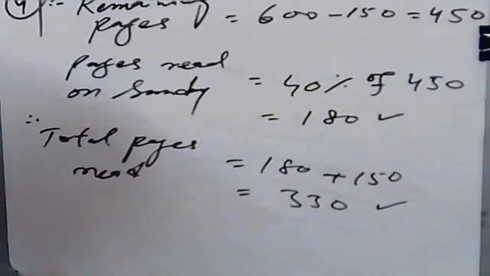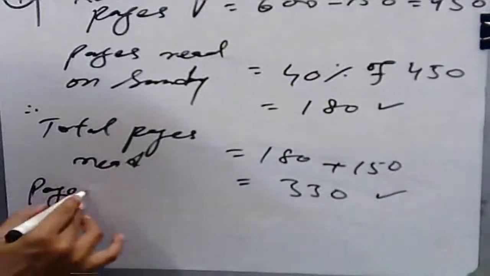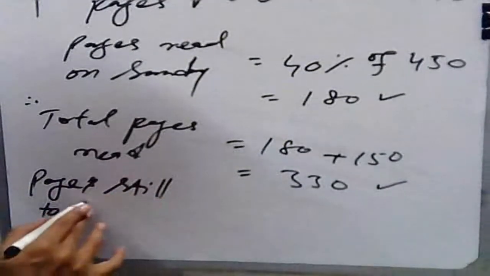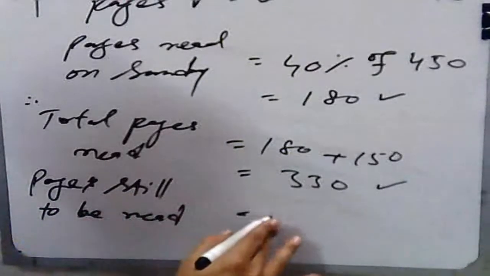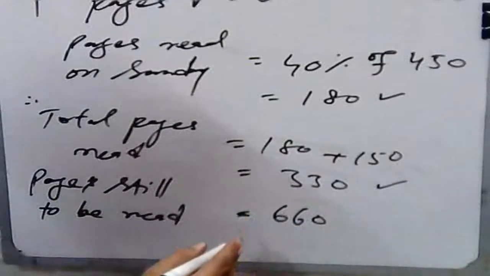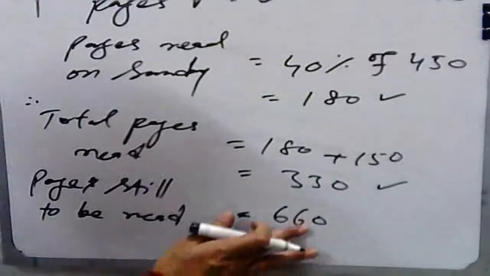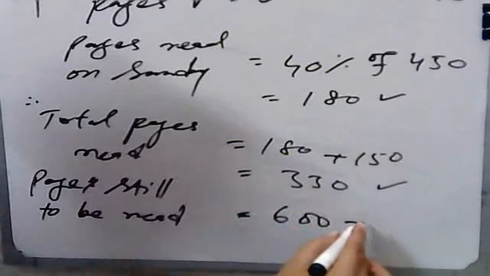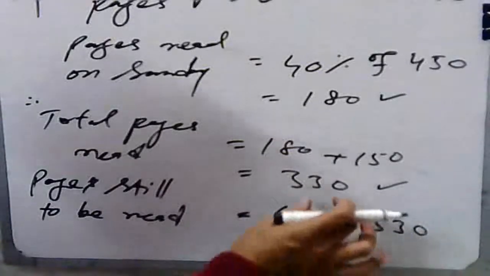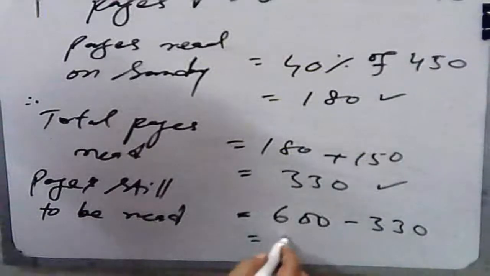So pages still to be read: you should subtract the total pages read from the total. If there are pages in a novel, what percentage of the book remains? First of all, you should subtract: pages are 600, so 600 minus 330, these pages have already been read, so the remaining is 270.